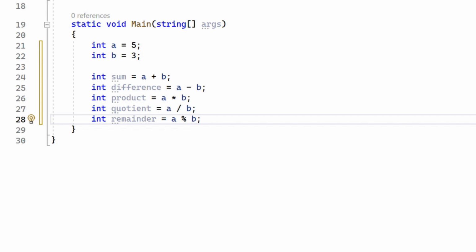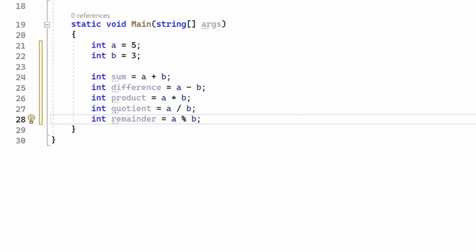Let's start with the arithmetic operators, which should be quite easy to understand. This is basic math. Here's a sample code where we have 2 variables, a and b. A is equal to 5, b is equal to 3. The first one is the addition operator. Basically, a plus b should give us 8. The second one is the difference. A minus b should give us 2. The third one, we have the multiplication. If you multiply 5 by 3, you should get 15.